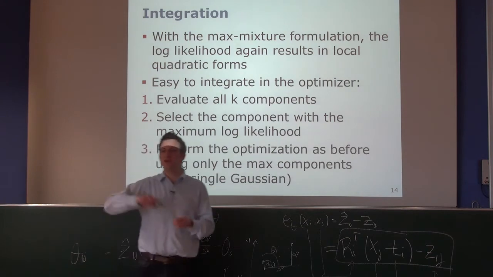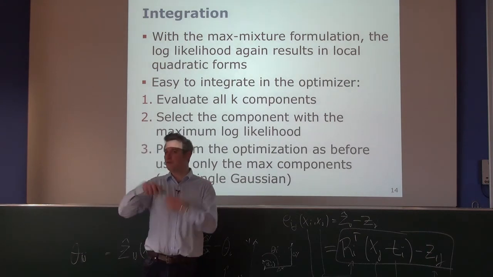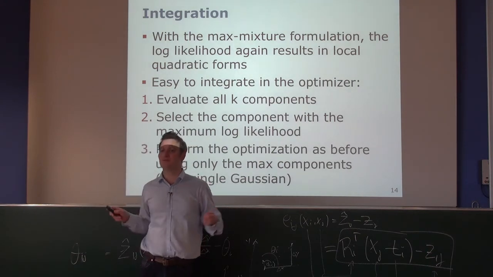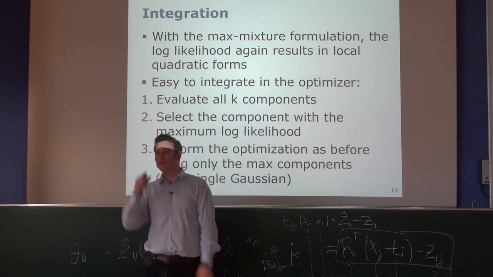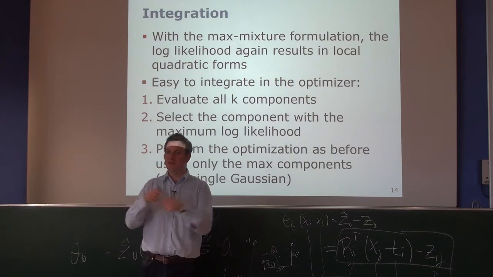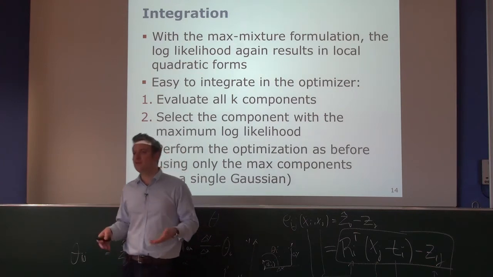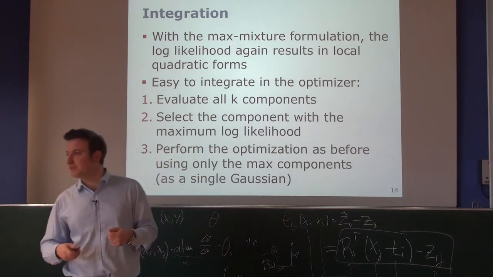The nice thing is that between iterations, the system can swap between different modes. And therefore, although the optimization in one iteration takes into account only one mode of the Gaussian, as you can switch the modes, you still have the ability to deal with multimodal constraints.